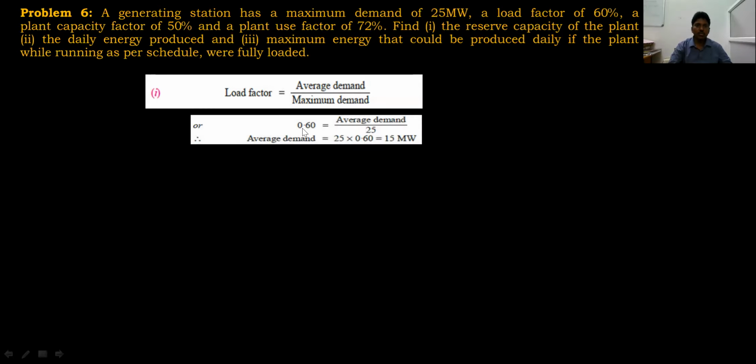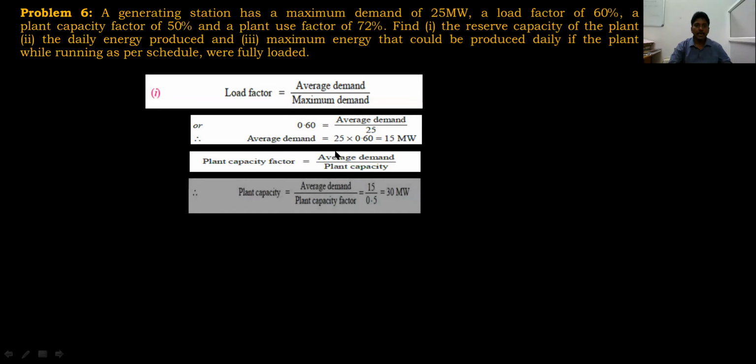Load factor is already given as 0.6, so 0.6 equals average demand divided by 25. That gives average demand equal to 25 times 0.6, which is 15 megawatts. Plant capacity factor is equal to average demand divided by plant capacity, so plant capacity is equal to average demand divided by plant capacity factor. That gives you 30 megawatts.